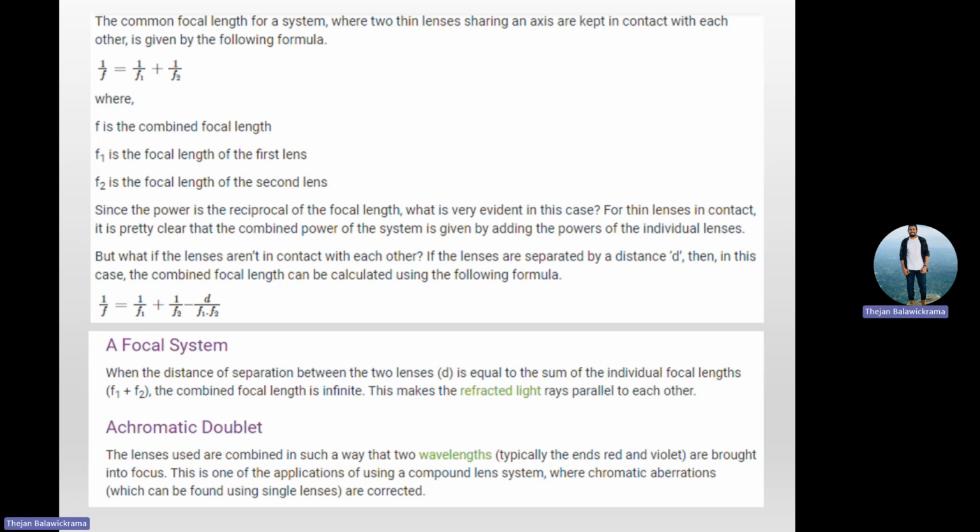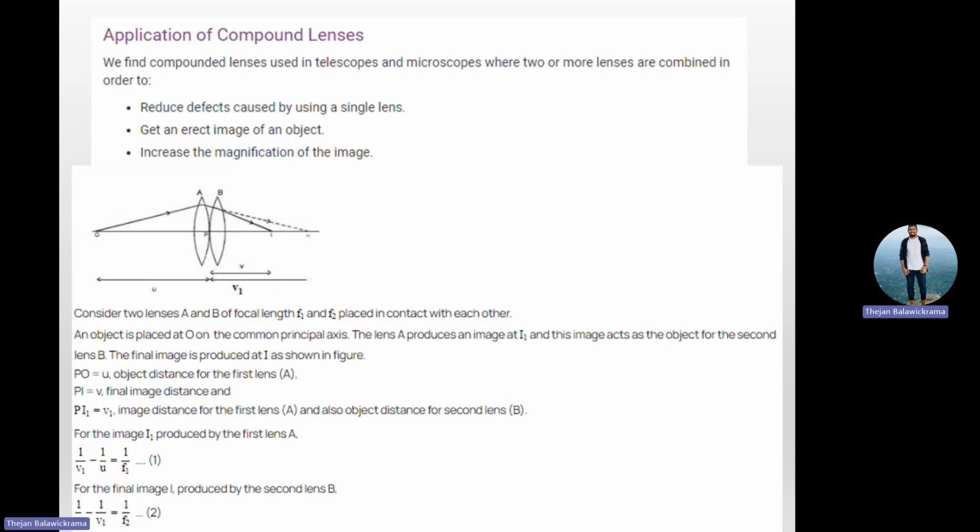I will make a short note. Applications of compound lenses. What can we use compound lenses for? Reduce the defects caused by a single lens. Get an erect image of an object. Increase the magnification of the image.